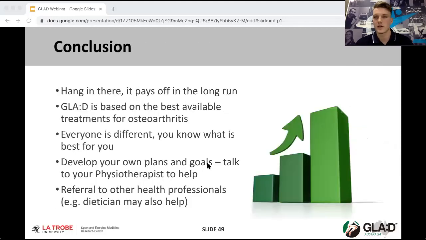Alrighty, so just a bit of a summary. Hang in there, it pays off in the long run. GLAD is based off the best available treatments for OA, and everyone is different, so you know what is best for you. Develop your own plans and goals, okay? So talk to your physios, like Tom and I, to help. And referral to other health professionals, such as dietitians, may also help, especially with the weight management.